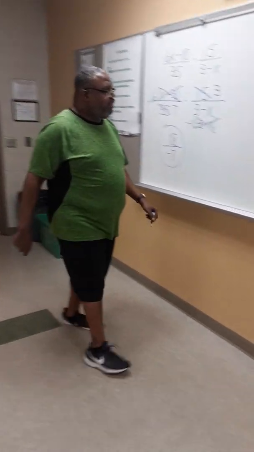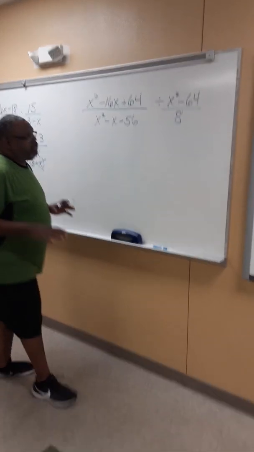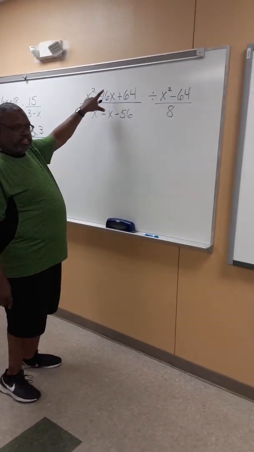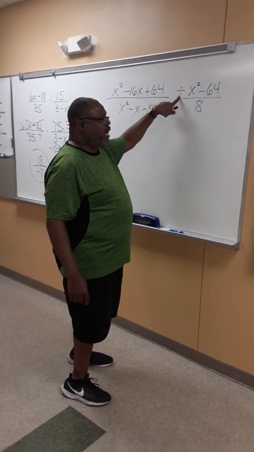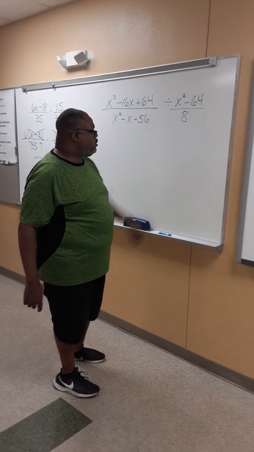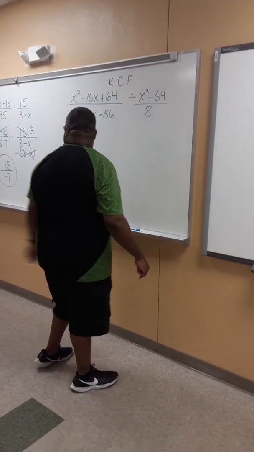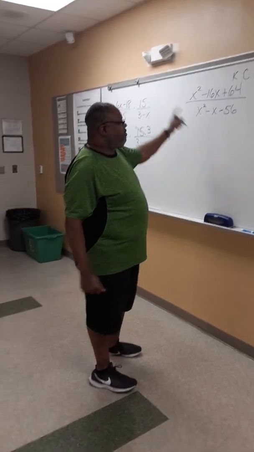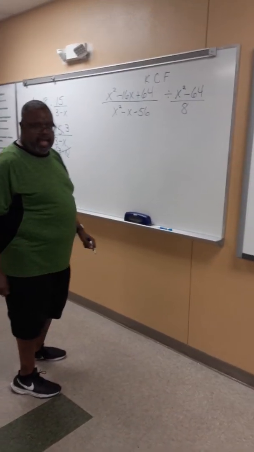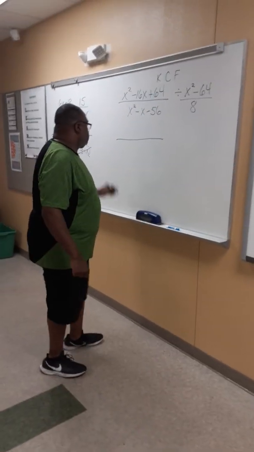And so let's do one more problem here for the division. Now remember, division says keep, change, flip. So I'm going to keep the first fraction, change from division to multiplication, and flip the other fraction. So remember, keep, change, flip. So again, I have to factor all of this in order for things to cancel out. So I'm going to factor this top part here.